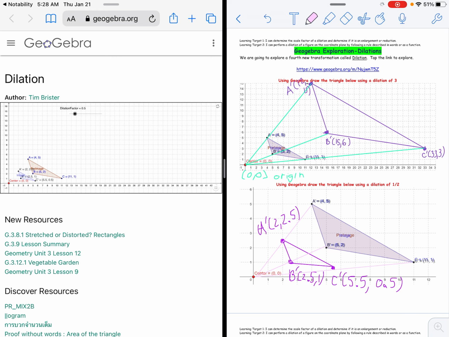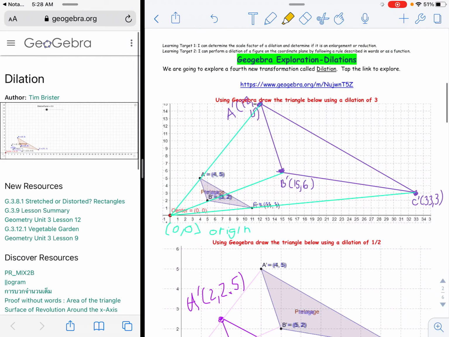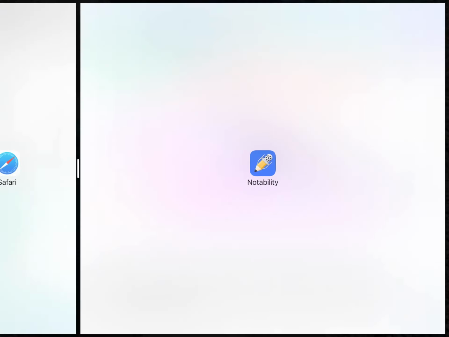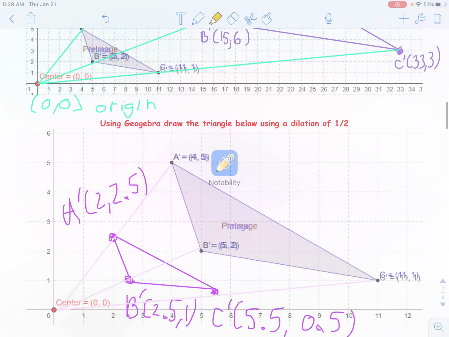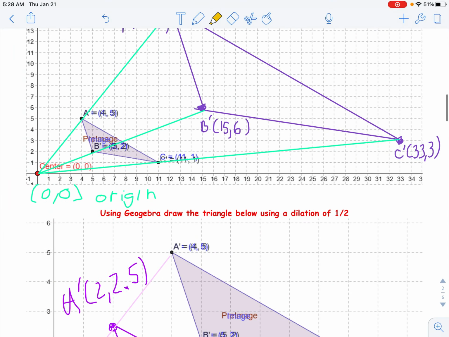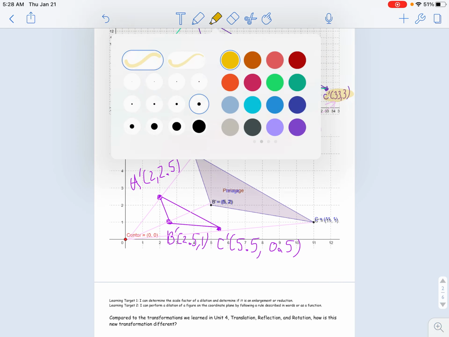Some other things I would like to mention: let's look at C, because that seems to be the easy one to look at. Let's go up to this original one. Here, I'm going to just get rid of GeoGebra now. Go away, GeoGebra, we don't need you anymore. Looking at C, C prime was 33, 3. C was 11, 1. The dilation scale factor was 3. So notice how we just took each point and multiplied by 3. Weird, and that's true for the other points.